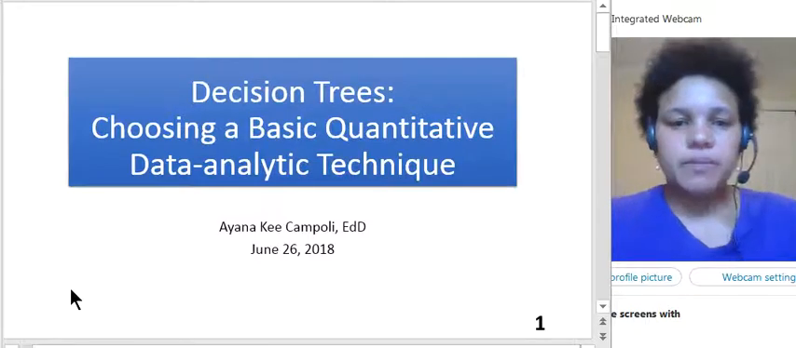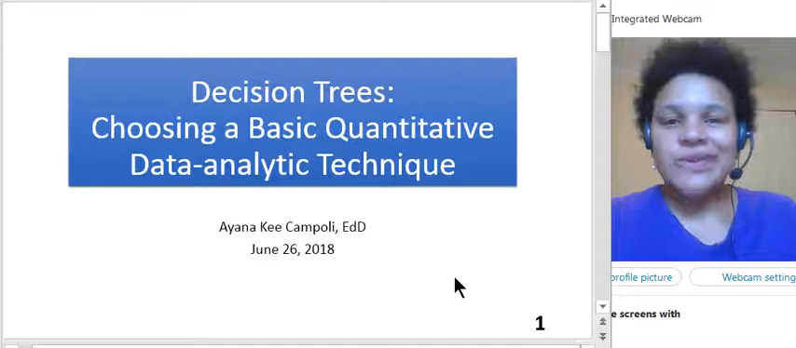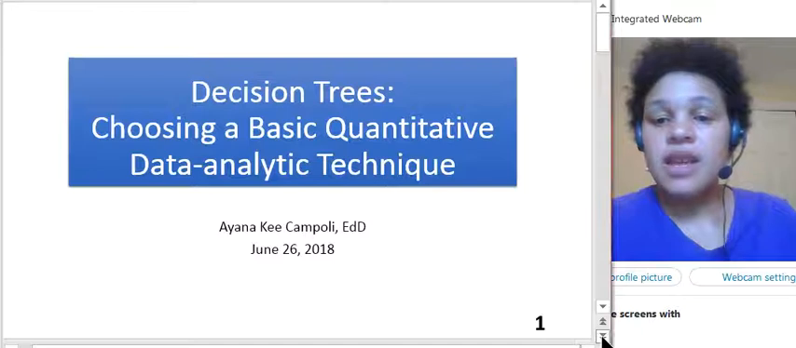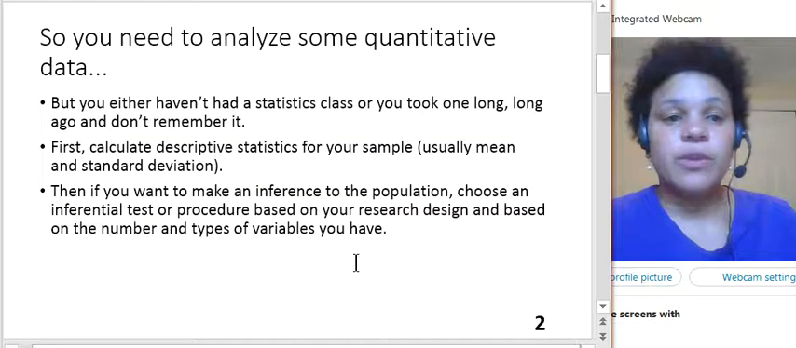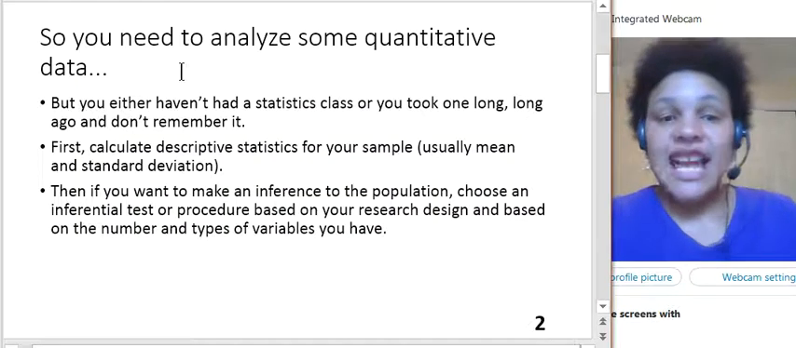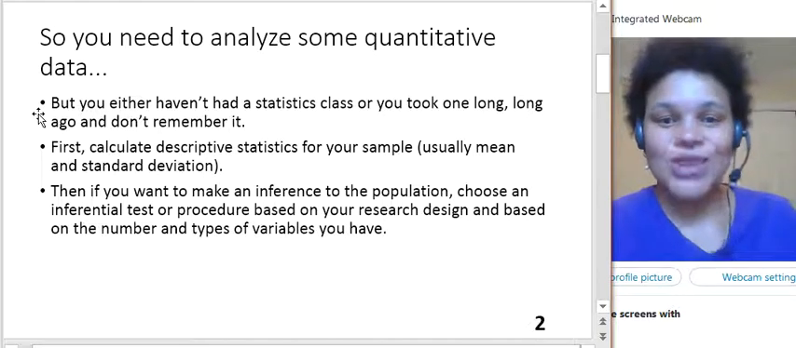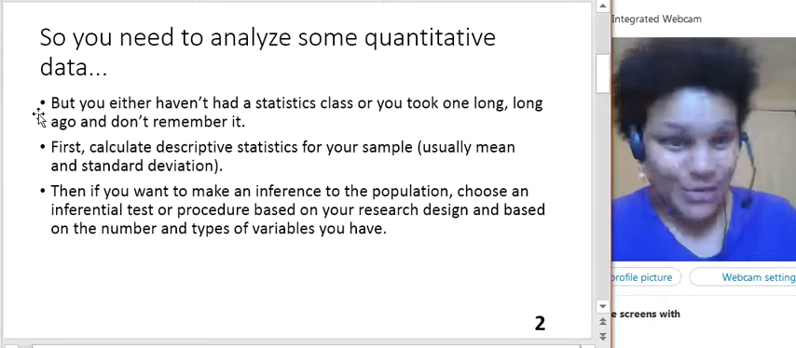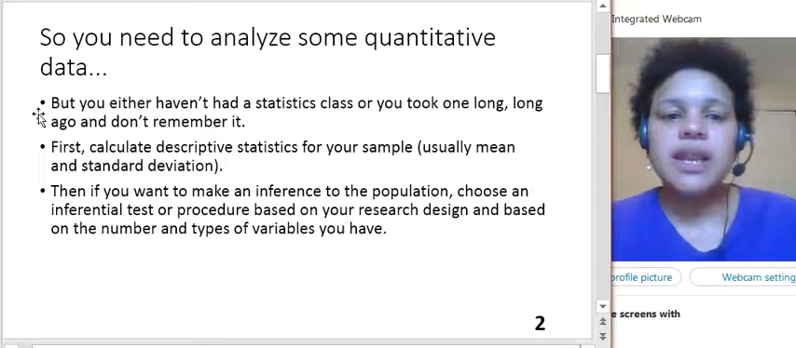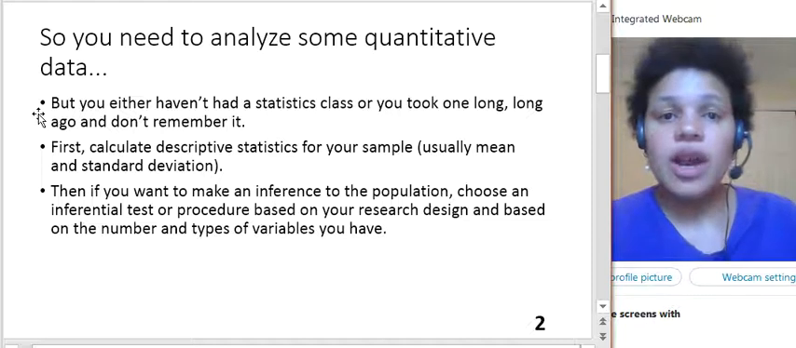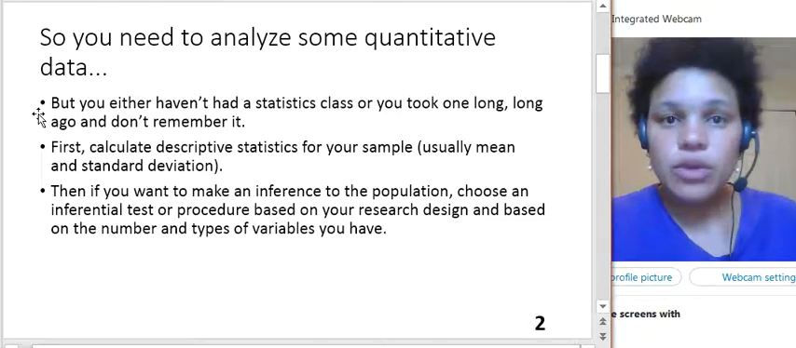Okay. So let's talk about making some decisions. And the way that we make the decisions is based on our research design and based on our variables. So let's say you need to analyze some quantitative data, but either you haven't had a statistics class or you took one long ago and don't remember it. Your first step is going to be to calculate descriptive statistics for your sample. Usually, this is the mean and standard deviation for each of your groups if your sample includes groups.